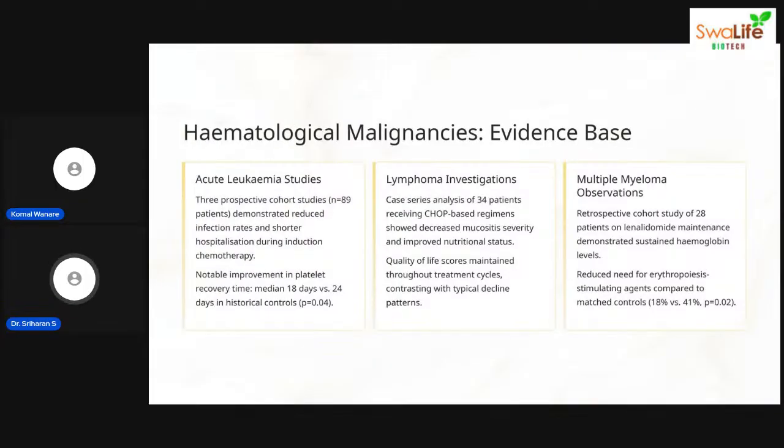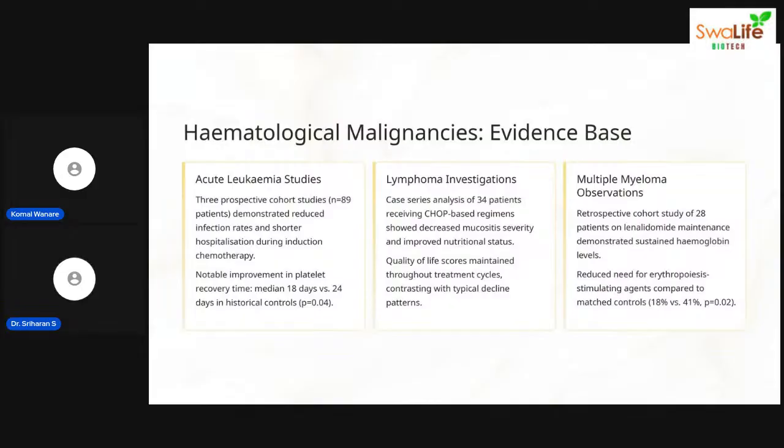Followed by the other studies on hematological malignancies. What is the evidence base? How does wheatgrass figure in acute leukemia studies, lymphoma investigations, and multiple myeloma observations? As we saw before, hematological studies are 45% of the studies that take place.